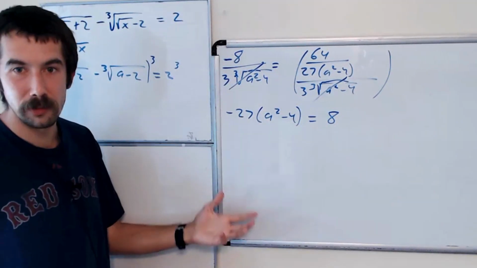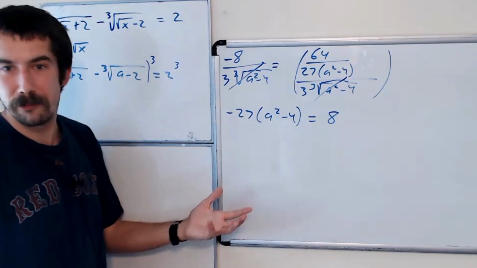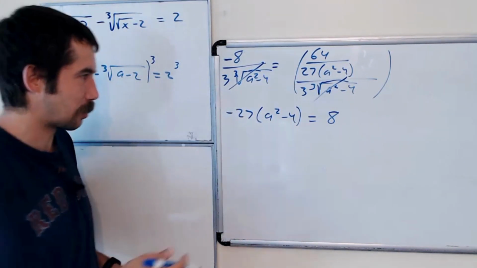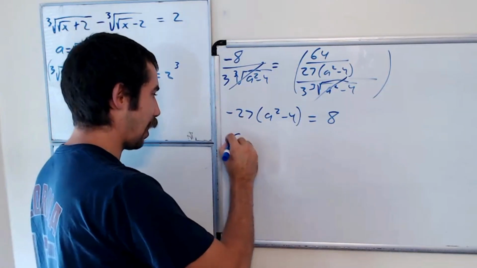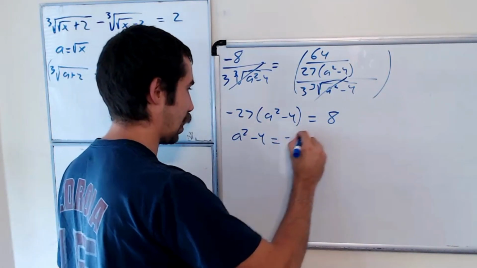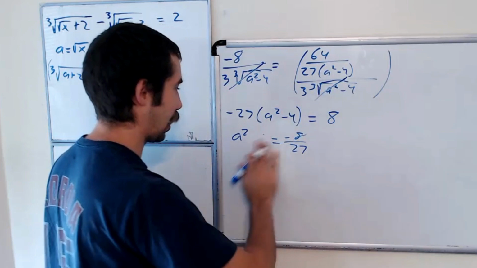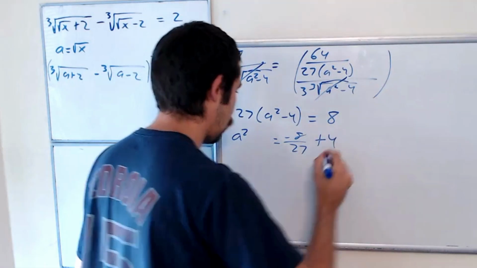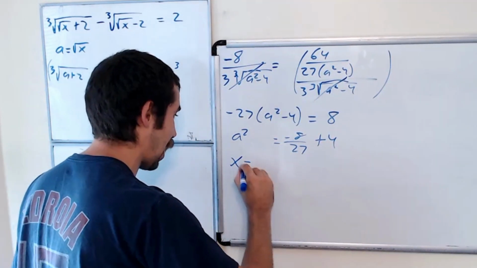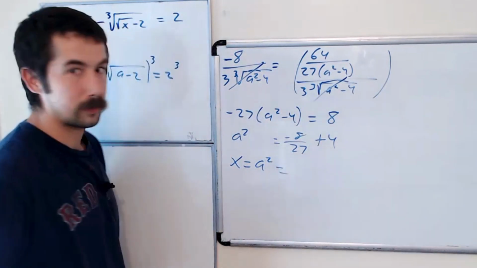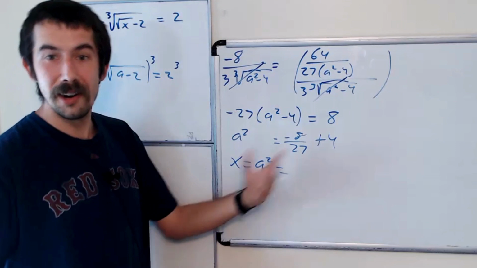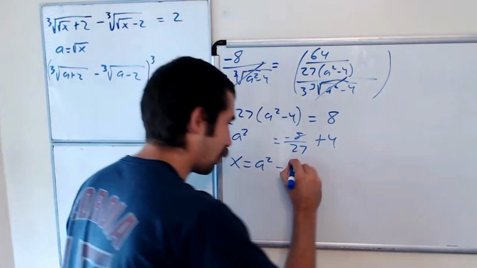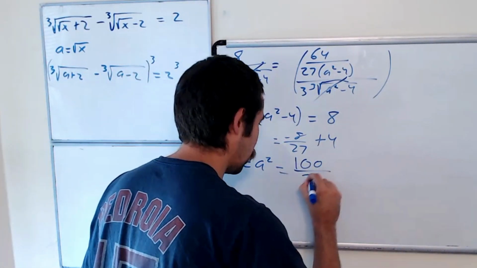And now we want to solve for a squared. So let's just solve for a squared here. So we're almost done. Dividing out by negative 27, we have a squared minus 4 is equal to negative 8 over 27. And then we could add over the 4. And we get a squared, which is equal to x, is equal to negative 8 27ths plus 108 27ths. So the final answer is 100 over 27.